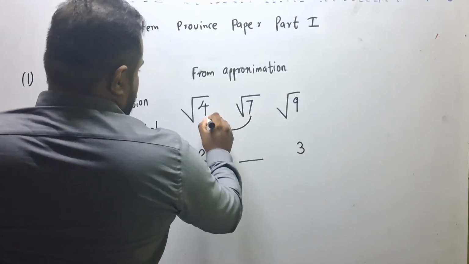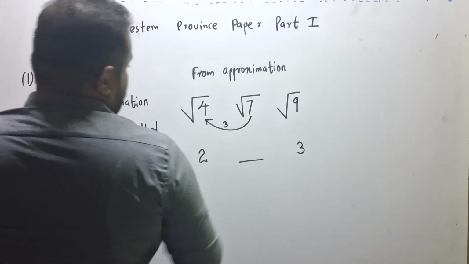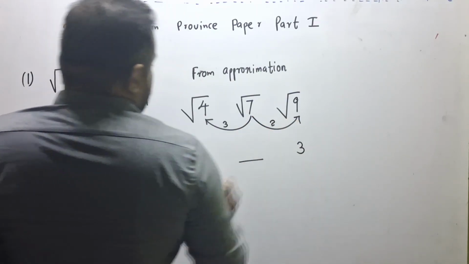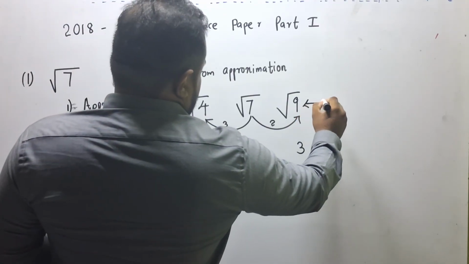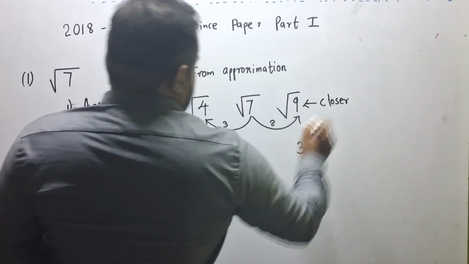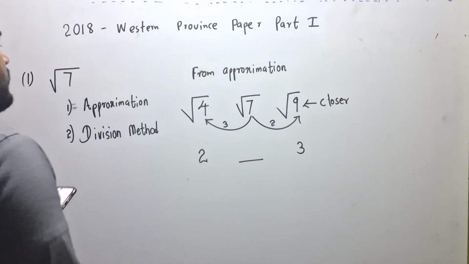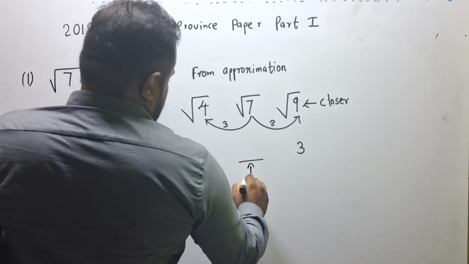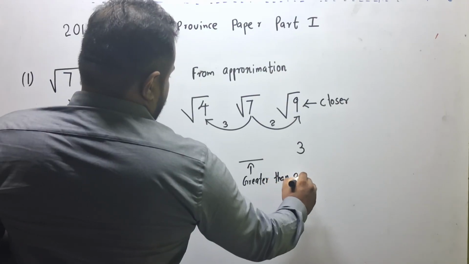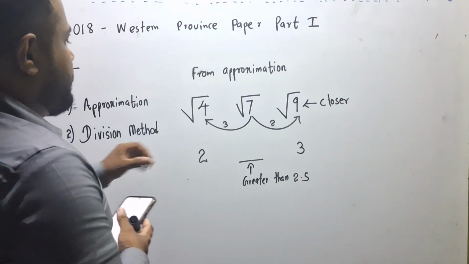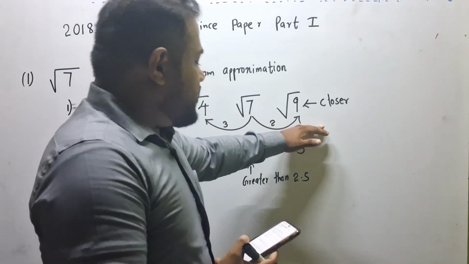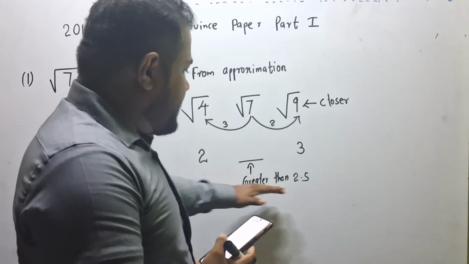Then we have to find which square is closer to 7. From 7 to 4, there is a gap of 3, and from 7 to 9, there is a gap of 2. So 9 is the closest one. 9 is closer than 4, so this value is greater than 2.5. Why is that? Because the middle of 2 and 3 is 2.5, but 7 is closer to 9. So this value is greater than 2.5.